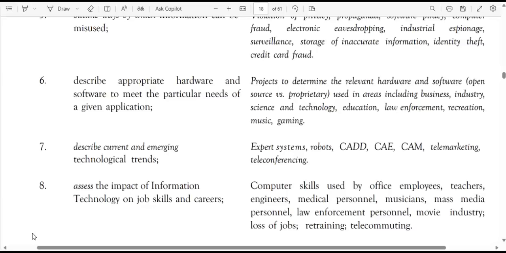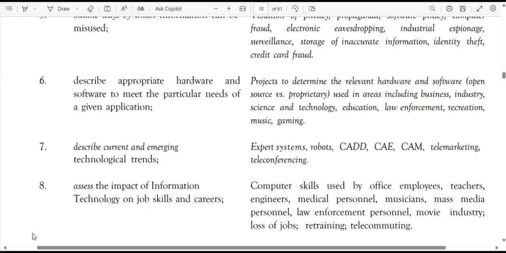Now, what's the use of CADD as an emerging and current technological trend? It is used by architects to do building designs. It is used by mechanical engineers for machine parts. It is used by civil engineers for road and bridge layout. And it is used in electronics for circuit design. All right. The benefits of CADD: it increases accuracy. It makes edits and updates easy compared to manual drafting.